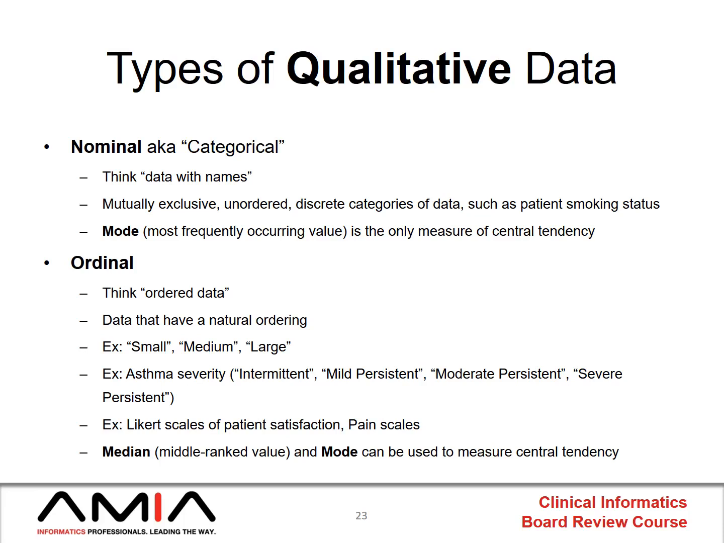Other examples of nominal data might be, for example, the sex of the patient, or zip code data, or something like that.